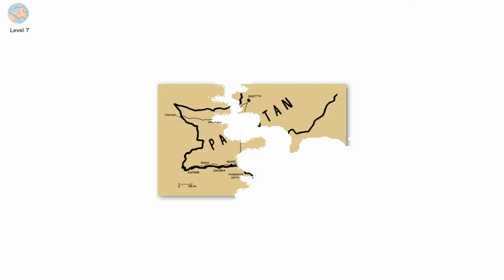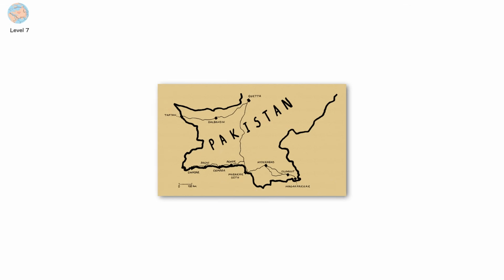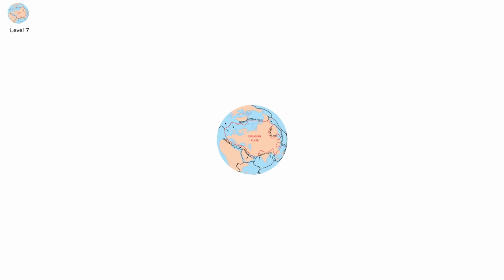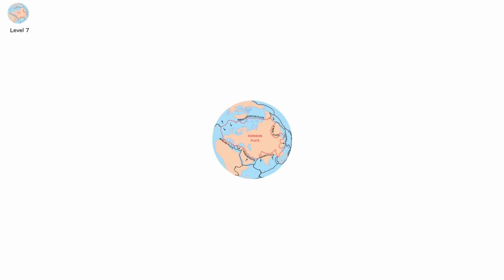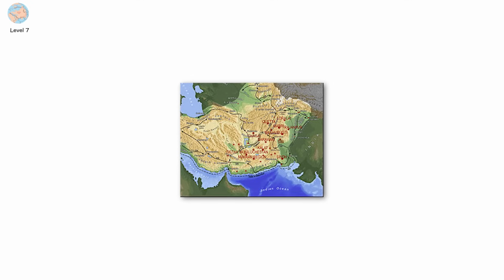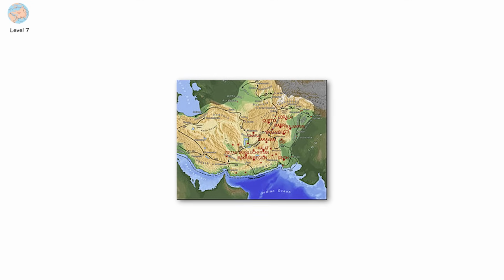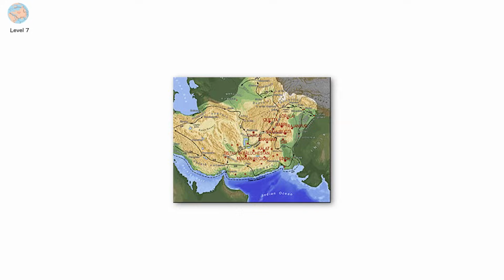Level 7. Off the coasts of Pakistan and Iran, the Arabian Plate dives beneath the Eurasian Plate in one of Earth's lesser-known but dangerously poised subduction zones. It's called Makran, and its surface betrays none of the chaos brewing below.